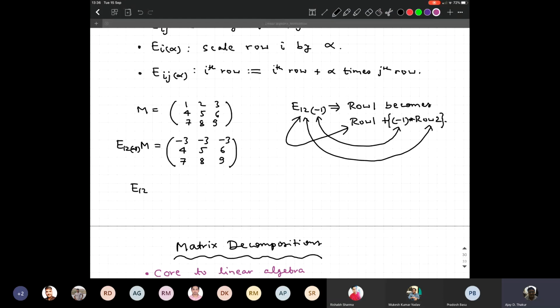It is going to be, to begin with, an identity matrix of the same order. So if it is 3 by 3, it is going to be a 3 by 3 identity matrix. And then in the 1, 2 element, that is first row, second column, I'm going to put a minus 1. And that is what would be the definition of E1 2 minus 1.